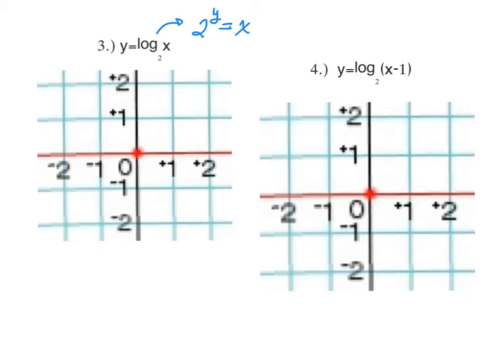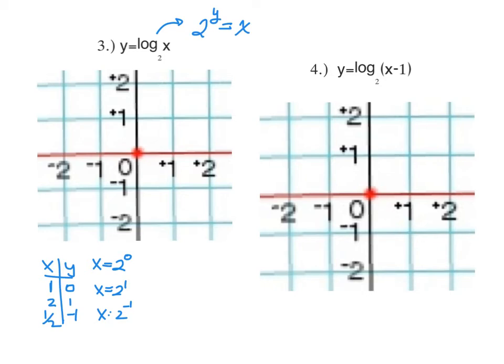Then when I set up my table and I pick 0, I'm not going to pick 0 for x, I'm going to pick 0 for y, because then x will be 2 to the y power, 2 to the 0. And anything to the 0 is 1. When I pick 1, that's going to go as the power, 2 to the first power, would be 2. And when I pick negative 1, that would be 2 to the negative 1, which is 1/2.